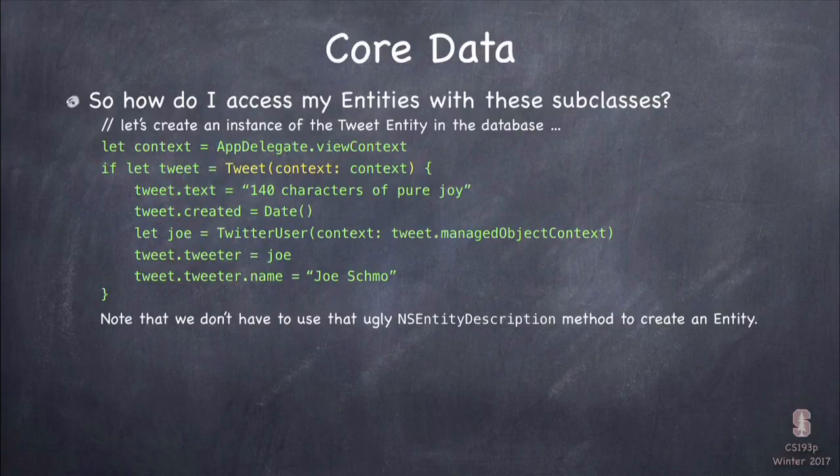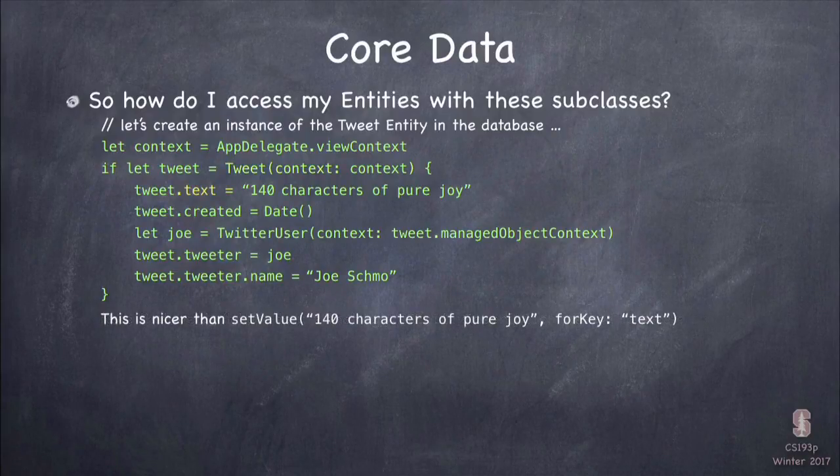The first thing is to create a tweet. We don't have to do NSEntityDescription, entity, insert entity for name into context, or whatever that huge, long, terrible thing was. We can just say Tweet, parentheses, context. You just say what context, which means what database you want the tweet put in, and it creates a new tweet. Just use a normal initializer for a new thing. That's one of the coolest features right there, not having to use an NSEntityDescription thing. You will not have to do that.